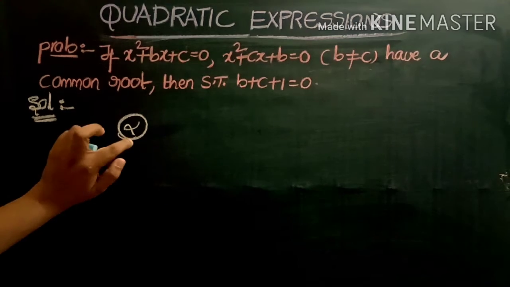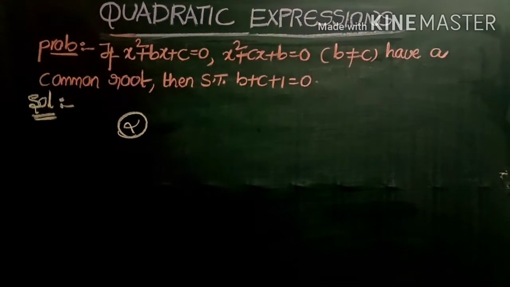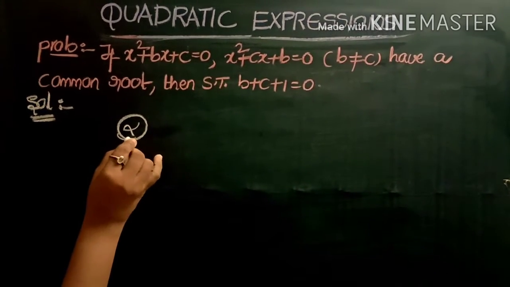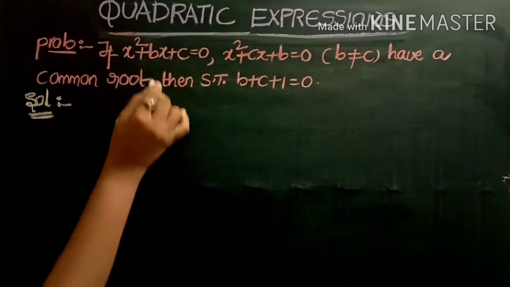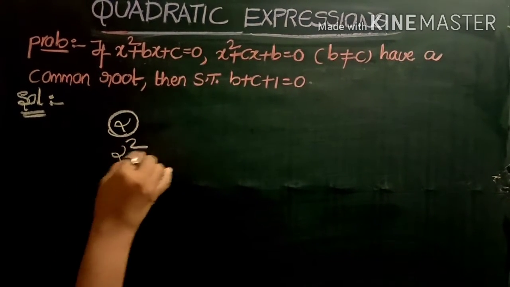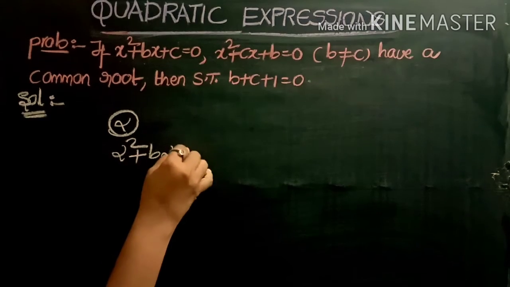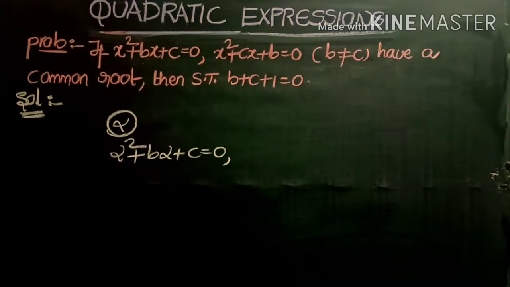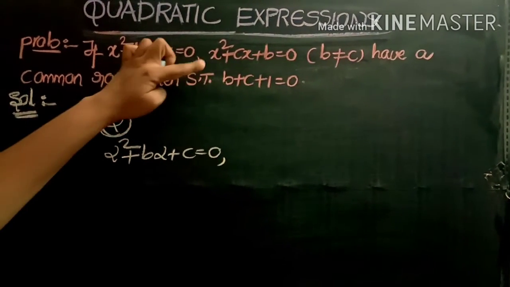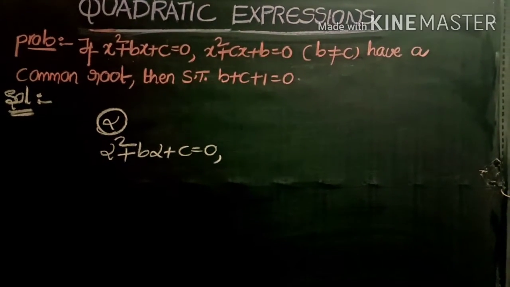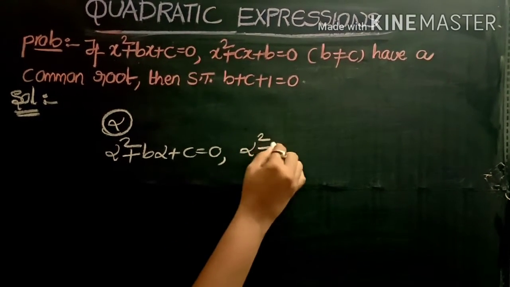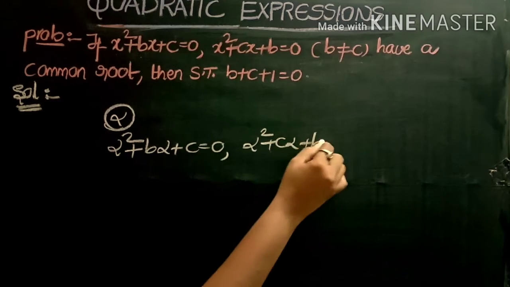What is the meaning of the root? Root means it satisfies the equation. That is, since alpha is the root of the first equation, alpha satisfies the first equation, which means alpha square plus b alpha plus c is equal to 0. Similarly, since alpha is the root of the second equation, alpha satisfies the second equation, that is alpha square plus c alpha plus b is equal to 0.